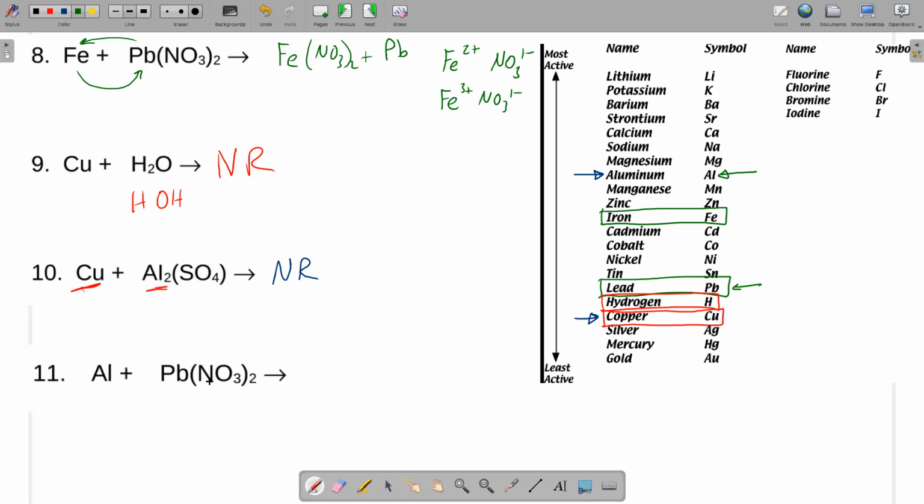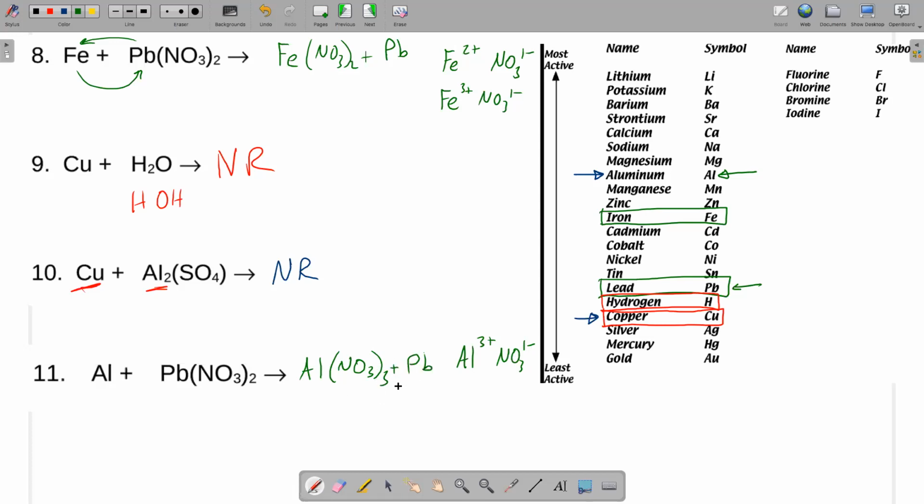So aluminum goes with the nitrate. Now, aluminum's easy to know. Aluminum is in group 13 of the periodic table. So Al is always Al3+, and nitrate is always NO3 1-. So when aluminum goes with nitrate, the formula is Al(NO3)3. Because if aluminum's got a charge of 3, and nitrate has a charge of 1 minus, then you need 1 aluminum and 3 nitrates. The other thing you get is lead.